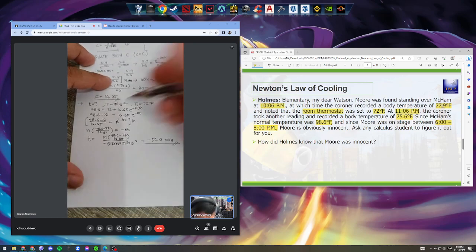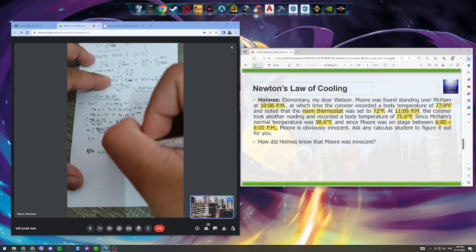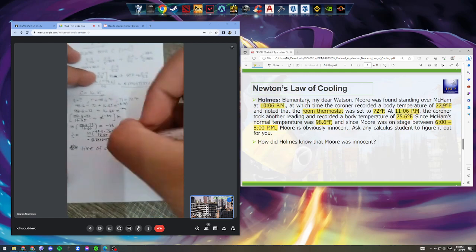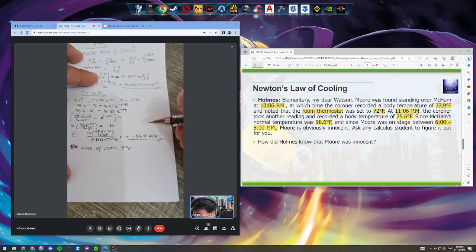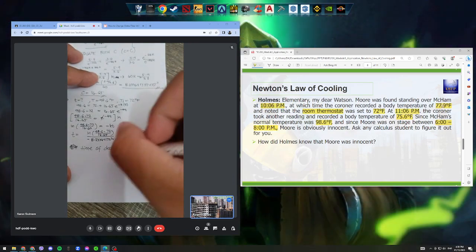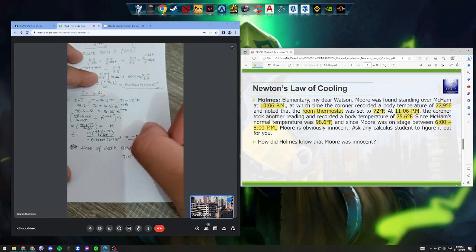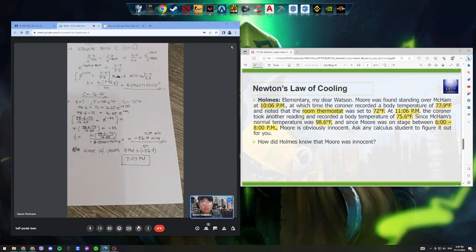So, in getting the time of death, how do we get it? It's easy. The time of death is based on 8 p.m., where our time is equal to 0. So 8 p.m. plus negative 56.9, or let's just say this is equivalent to 57 minutes. So 8 p.m. minus 57 minutes. Therefore, our time of death is 7:03 p.m. So we have now proven that Barrymore is obviously innocent.